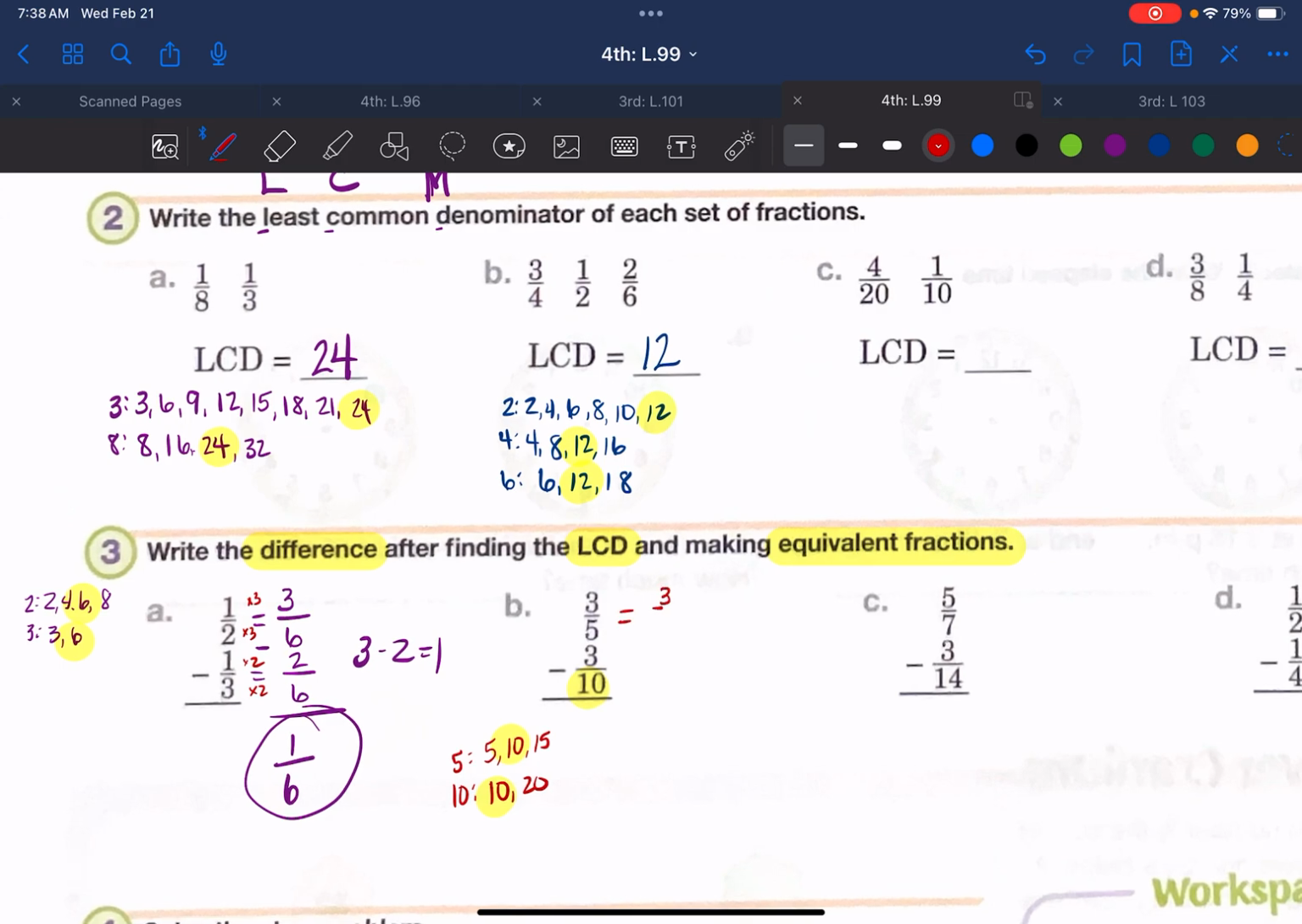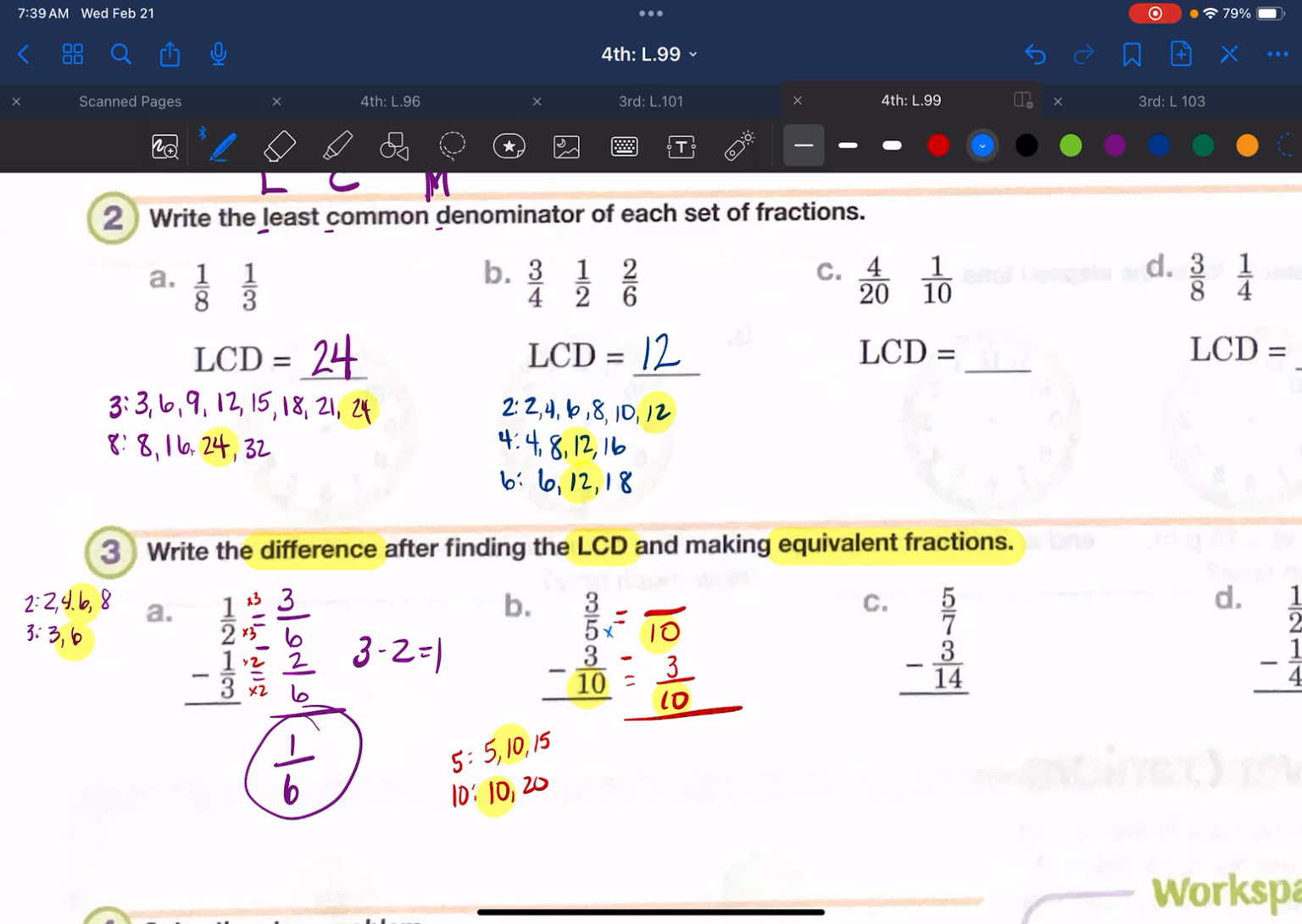So I'm going to write 3 fifths. Oh, sorry, not 3 fifths. I'm going to write 3 fifths equals something over 10, because that's my new denominator, minus 3 tenths. That one stays the same. 3 tenths is going to be 3 tenths, because I need to have that common denominator, and that's what I have.